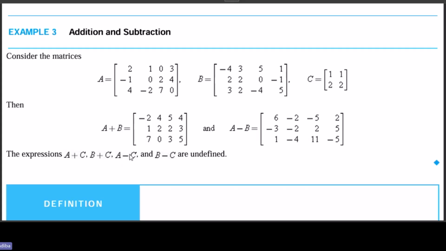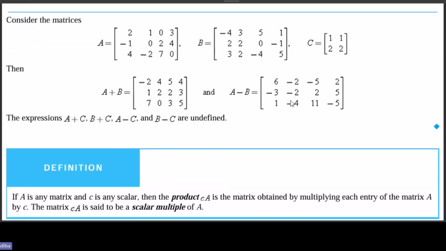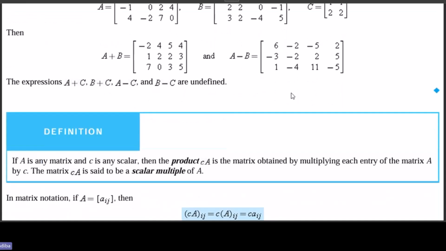A minus C also cannot be defined. The matrices are not of the same size. B minus C, matrix B minus matrix C, is also undefined because the matrices are not of the same size. You still with me?